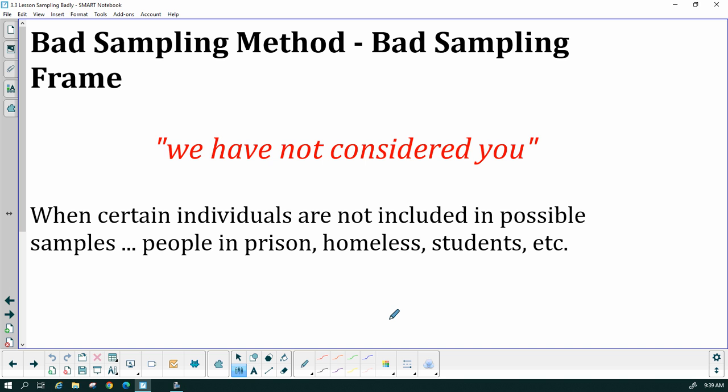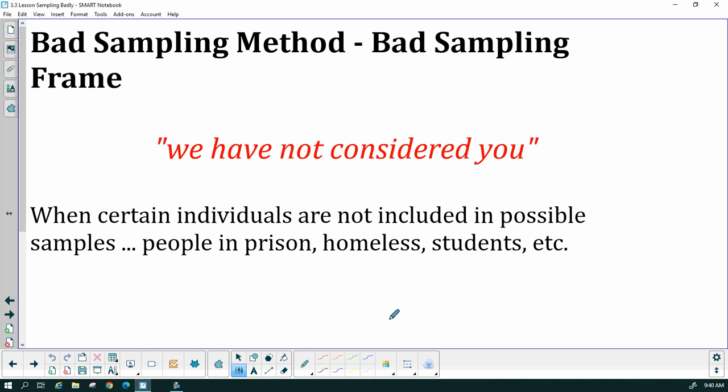Another way is to have a bad sampling frame. Sampling frame is the people you have to draw from when you are taking your sample. And sometimes when we want information, there are people who we have not considered in our sampling frame. So the examples here are people who may be incarcerated, homeless, people who are students who we don't have contact information for. So let's say we want some information about the population of Prince William County.